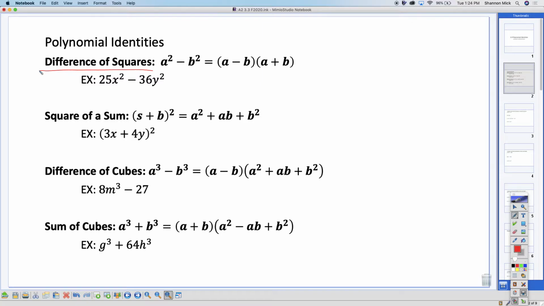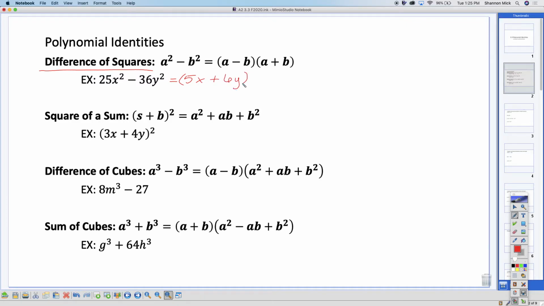Okay, so this rule says if I have a squared and then I have a, what did I do to get from a squared to a? I take the square root. So what is the square root of 25x squared? 5x. Does it matter which comes first, negative or positive? No. I always put the positive first, but it doesn't matter. Okay? Then what's the square root of the second? 6y.